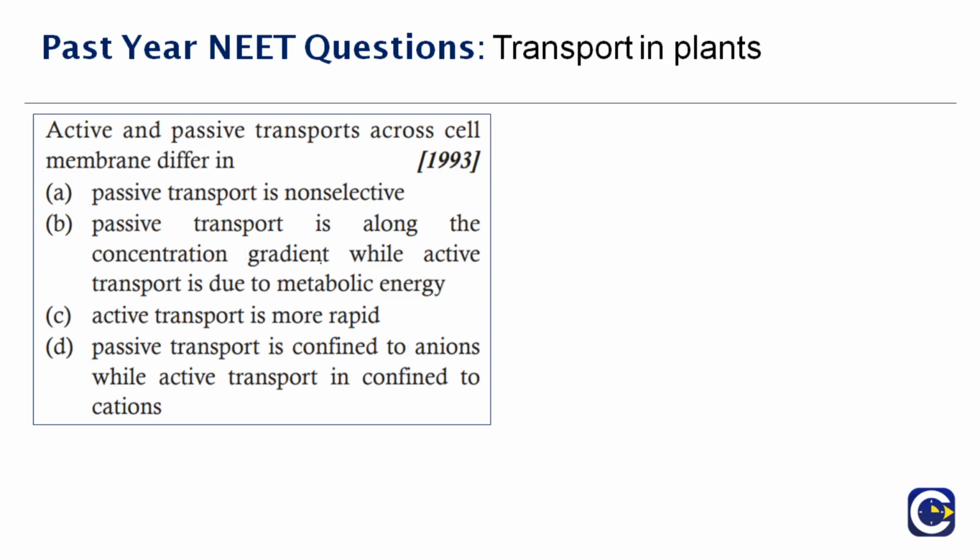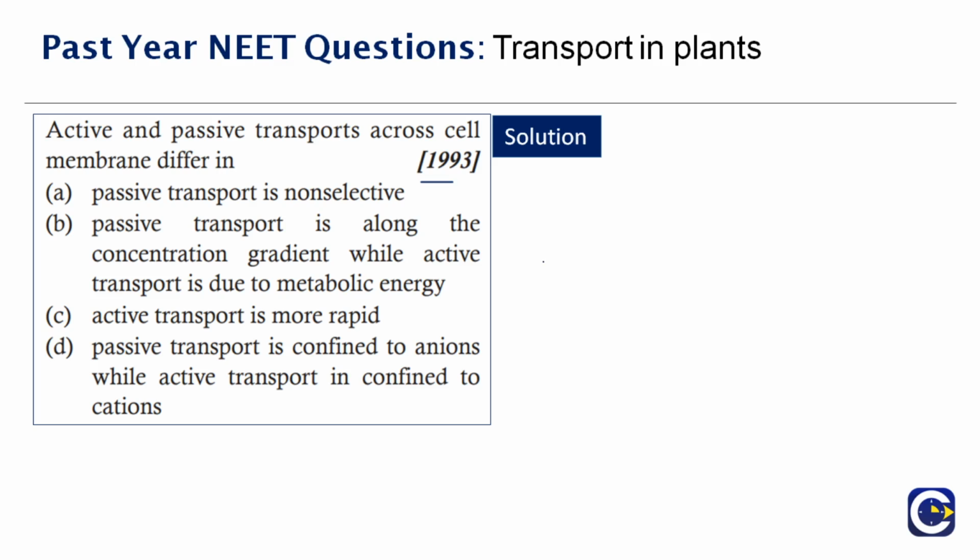Next question. This question was asked in the year 1993. Let's read it. Active and passive transports across the cell membranes differ in dash. You're given four options here. Option A, passive transport is non-selective. No. Option B, passive transport is along the concentration gradient, while active transport is due to metabolic energy. Option C, active transport is more rapid. And option D, passive transport is confined to anions while active transport is confined to cations.